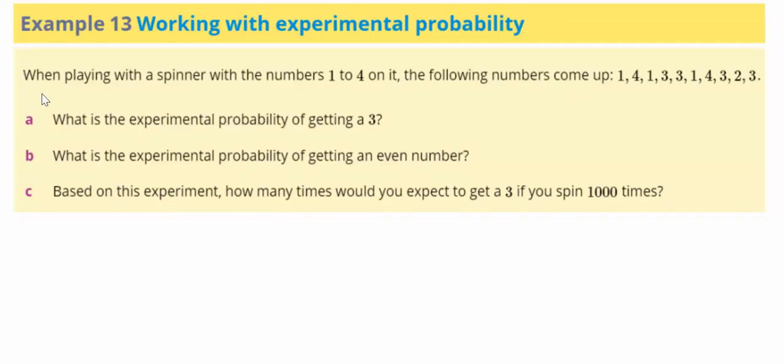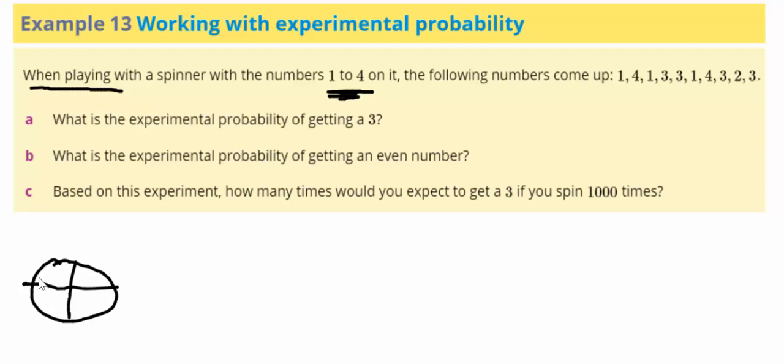You are going to pause this video now and answer this question. When playing with a spinner, and on that spinner you've got numbers 1 to 4 on it, so we've got our spinner here, for instance. It's split up into 4 equal sections. They're all numbered 1, 2, 3, and 4. There's our arrow for our spinner. We spin that spinner, and the following numbers come up. How many trials have we done? 1, 2, 3, 4, 5, 6, 7, 8, 9, 10. So we spun that spinner 10 times.